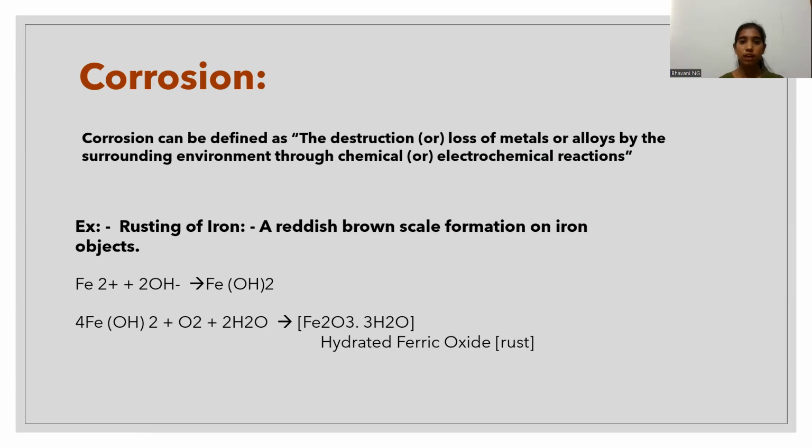Corrosion can be defined as the destruction or loss of metals or alloys by the surrounding environment through chemical or electrochemical reactions. Example: rusting of iron, the reddish brown scale formation on iron object. Fe2+ + 2OH- gives rise to Fe(OH)2. 4Fe(OH)2 + O2 + 2H2O gives rise to Fe2O3.3H2O, hydrated ferric oxide, rust.